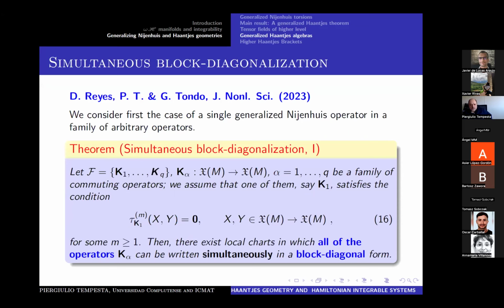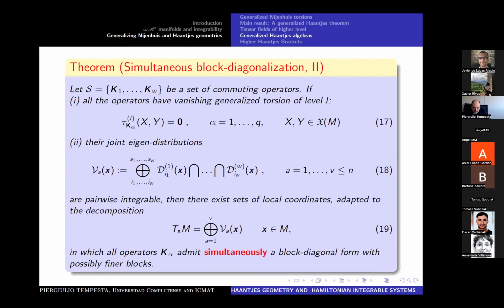You can block diagonalize these new operators in suitable charts. We have 2 theorems of simultaneous block diagonalization. This one tells you that if at least one operator in a family of commuting operators has a level m torsion vanishing, then all of them can be diagonalized in a block diagonal form. And of course, if you have more properties, you can again block diagonalize, but with finer blocks. Okay, this is essentially the content of this second theorem.